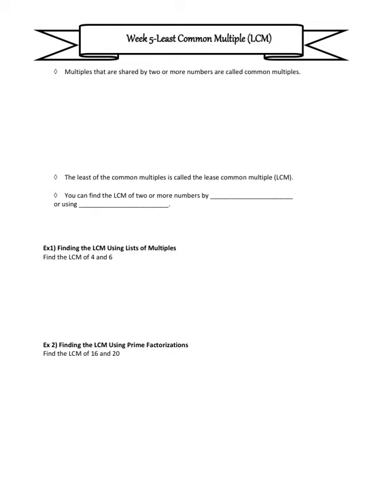Hi guys, so this week we're going to talk about least common multiples, also known as LCM. Least common multiples are multiples that are shared by two or more numbers, and we sometimes call them common multiples. So how I want you to think about this is if you draw a Venn diagram, I'll do two different colors here.